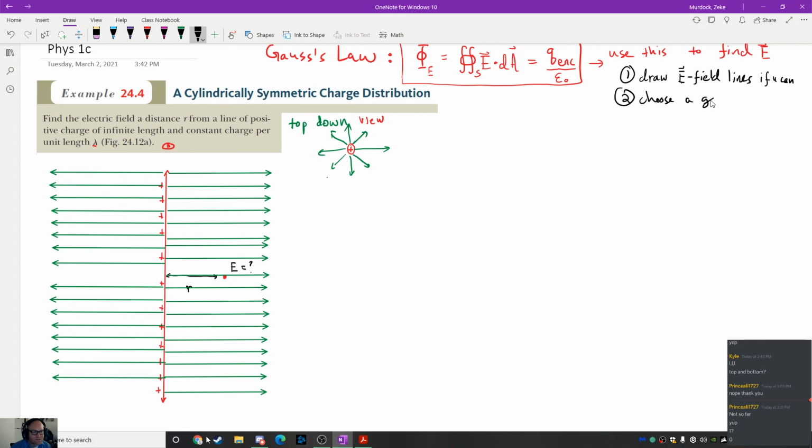This is the interesting thing about these type of problems. I think it makes them very different from really anything you've seen probably in physics. Maybe you've seen problems like this in mathematics. I really don't know. But choose a Gaussian surface. Okay? Now, the goal, when you choose this Gaussian surface, is to make it such that it vastly simplifies the problem. So I'm going to add to this.